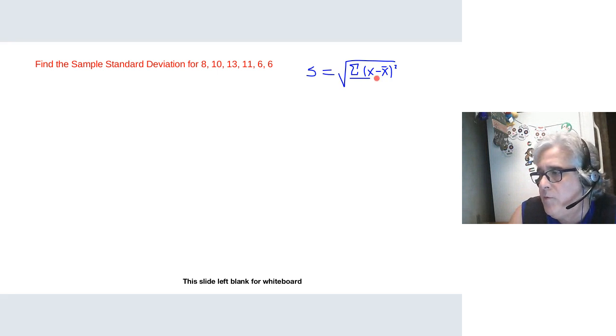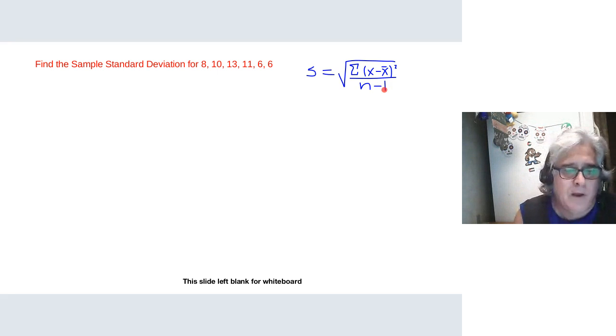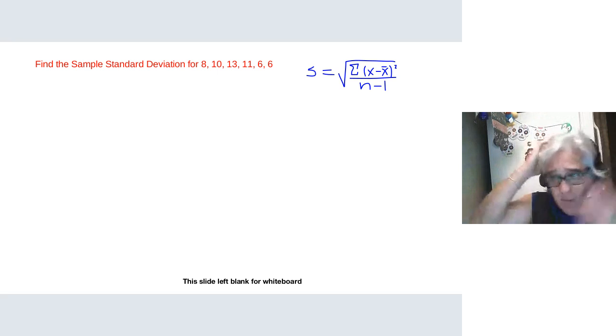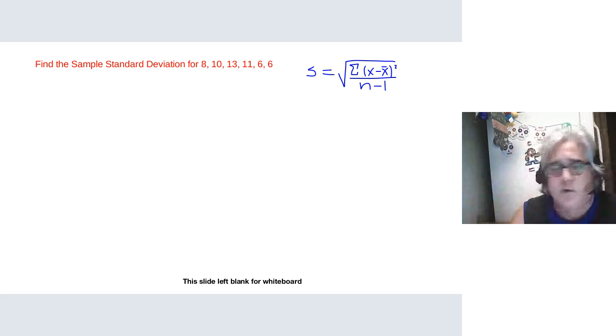So what we do is we break it down into a process. And of course, you know what n is. N is just the number of items in your data, in your sample or your set. That's what we learned in chapter 2. So for the sample, we're going to take the mean and subtract it from every one of the pieces of data. We're going to square those and then add them up.